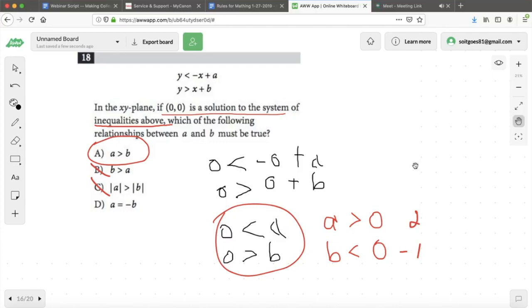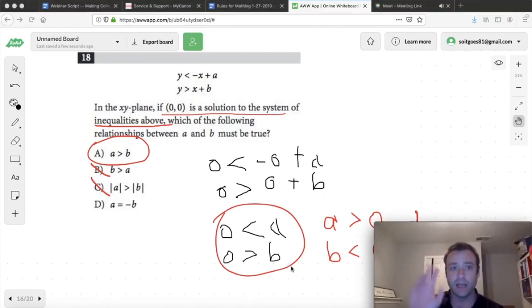But you've got to remember that whenever they give you a point on a line, or they say this is a solution or something like that, the only reason they tell you that point is on the line is because they want you to plug in those values for x and y. And you've got to do that. But if you can do that, you're probably going to get it right. Any questions about number 18?